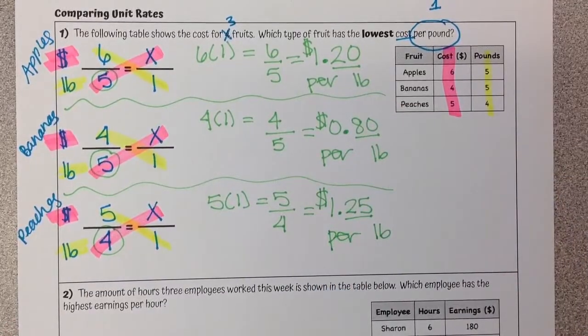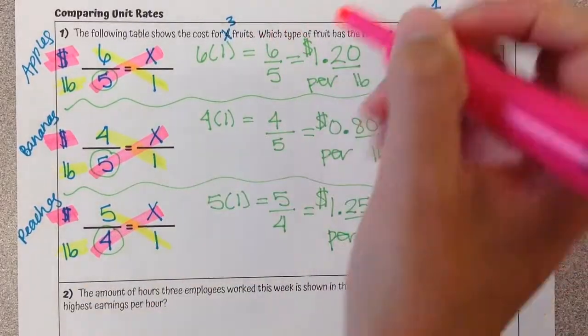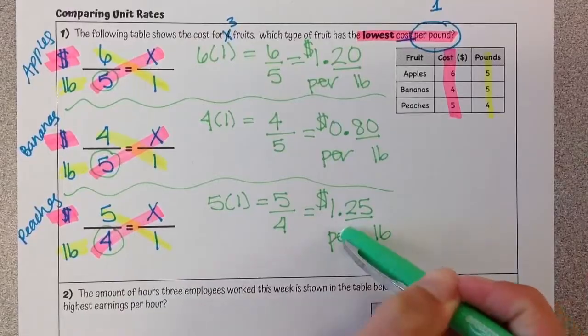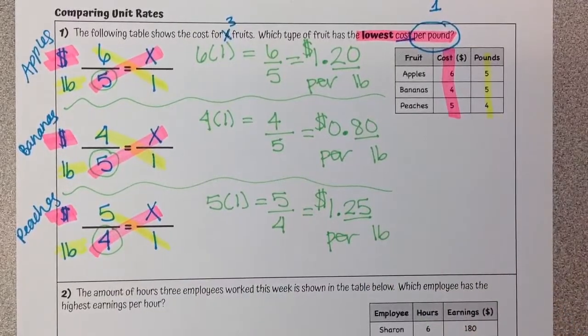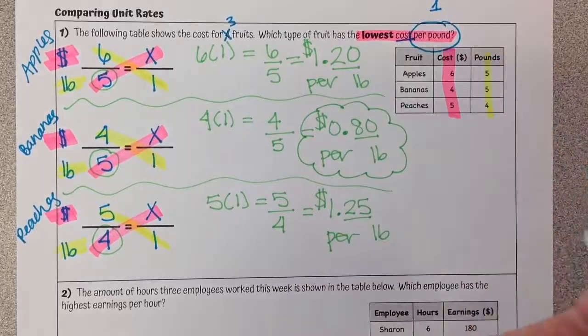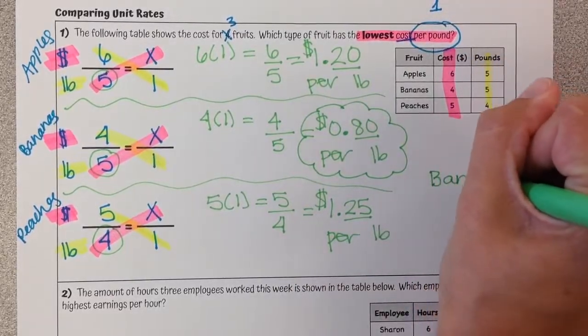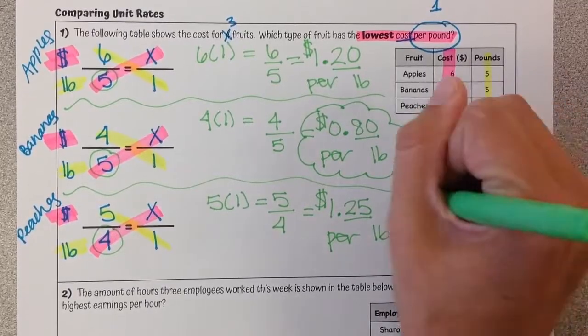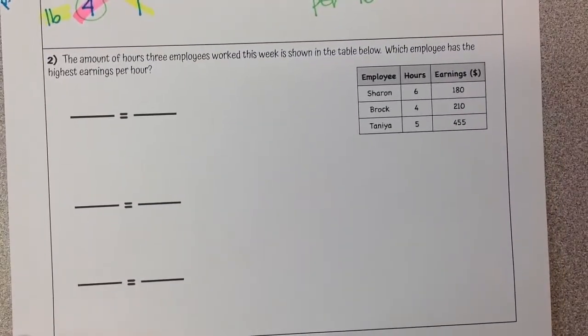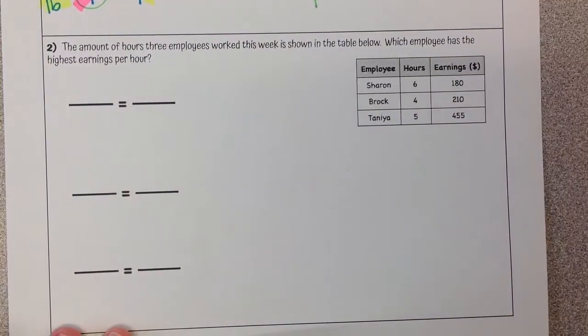Now we have to look at what the question was asking us. It said, which type of fruit has the lowest cost per pound? So, $1.20 per pound, 80 cents per pound, or $1.25 per pound. What is the smallest? What's the lowest amount? That is going to be this one right here, our 80 cents per pound, which was the bananas. So our answer is bananas. B-A-N-A-N-A-S.